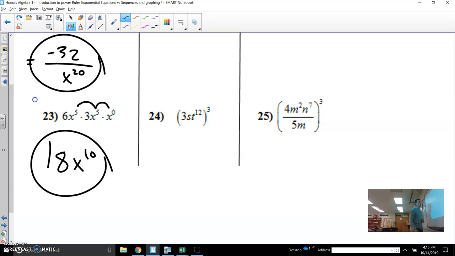And 24, and let's really watch this. This is 3 to the 3rd power. That is not 9. That is 3 times 3 times 3, which is 27. Be careful that s is to the first power, and 1 times 3 is 3. And then this last one is probably the one that most students are going to see pretty easily. 12 times 3, this should be t to the 36.